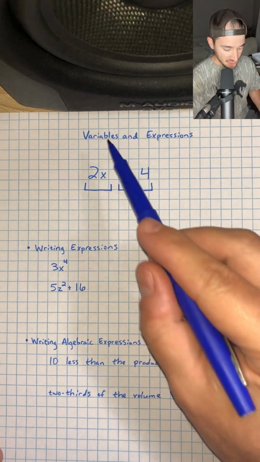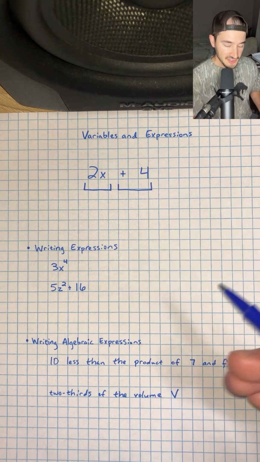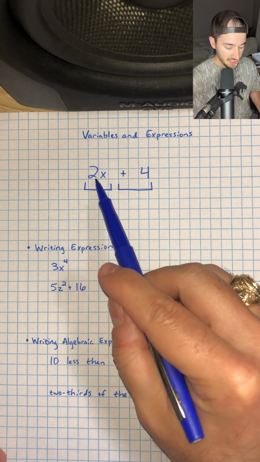This is everything you need to know for Algebra 1, Part 4. So we're talking about variables and expressions today. And so we're going to start with the expression 2x plus 4.